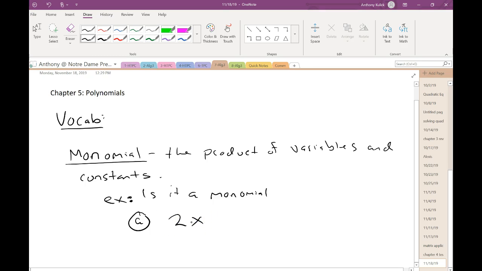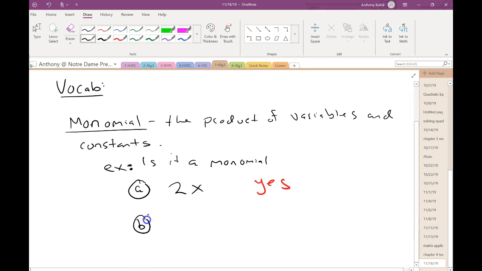About 2x. Is that a monomial? Yes. Right? It's 2 times x. X is a variable. That works. How about 3x squared y to the 5th? Is that a monomial? Why wouldn't it be? Because of the exponent?